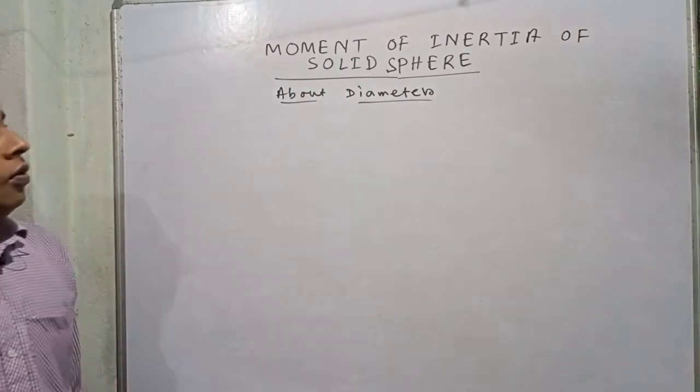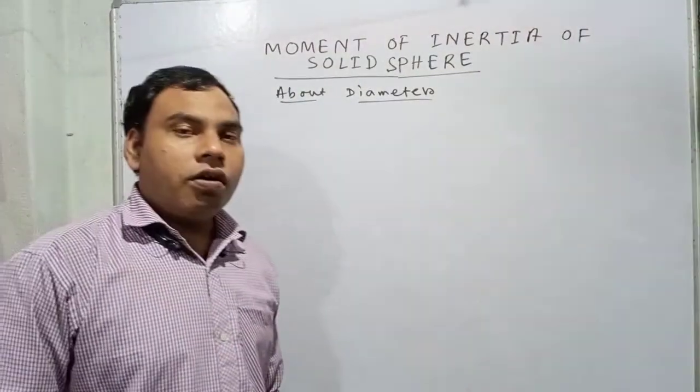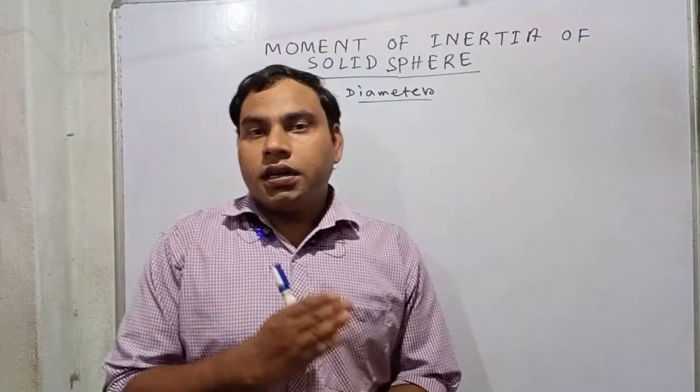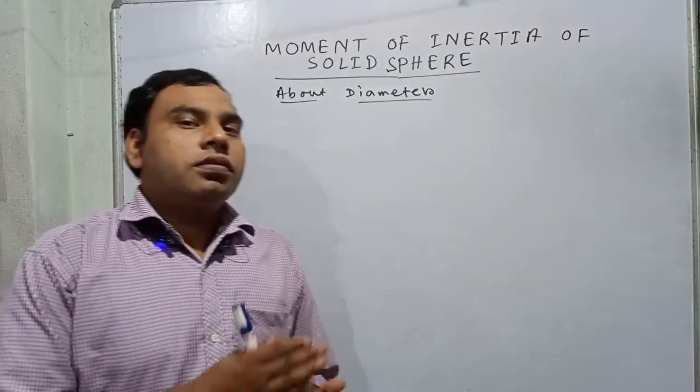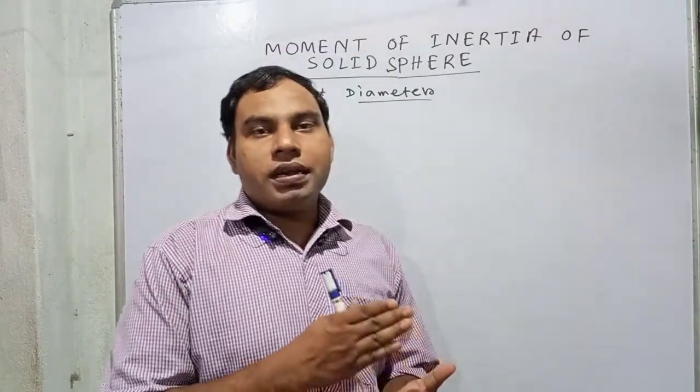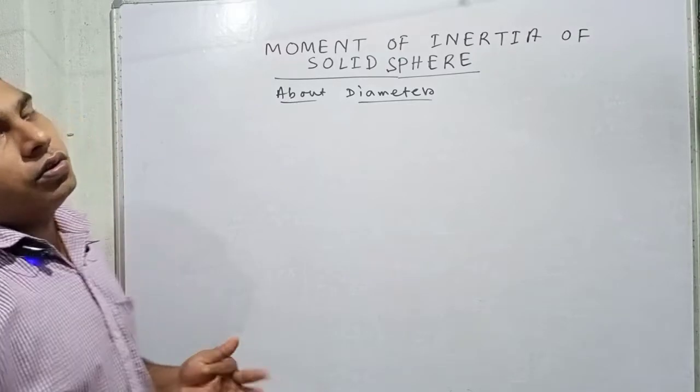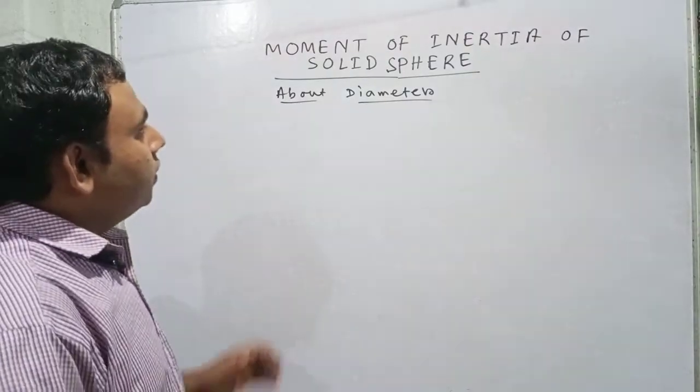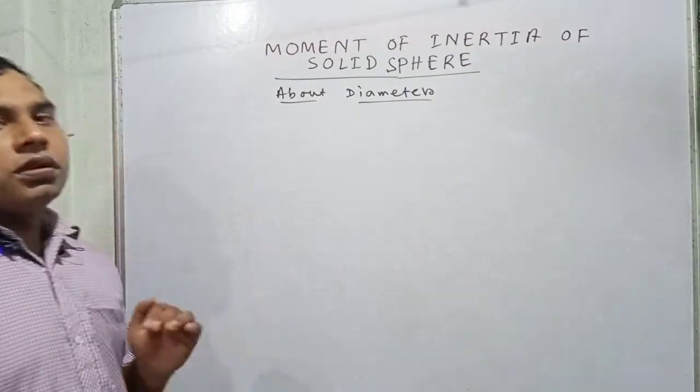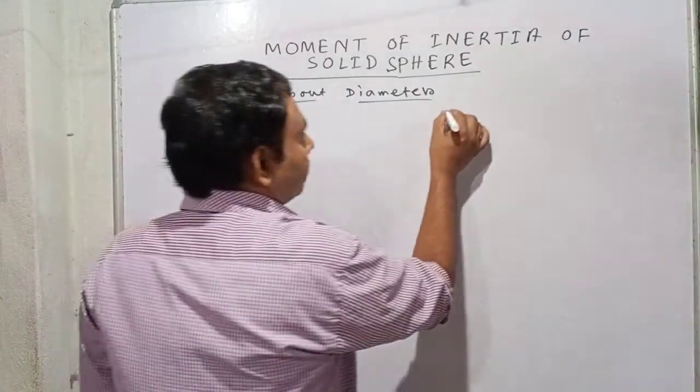Let's go. We calculate the moment of inertia of a solid sphere about any diameter of the solid sphere or tangential axis of the solid sphere. At first, calculate the moment of inertia about the diameter of the solid sphere.